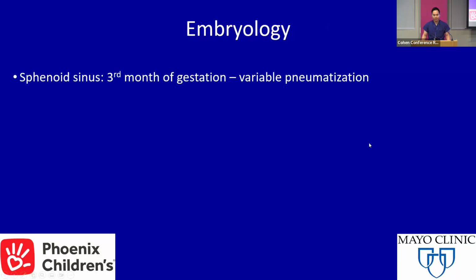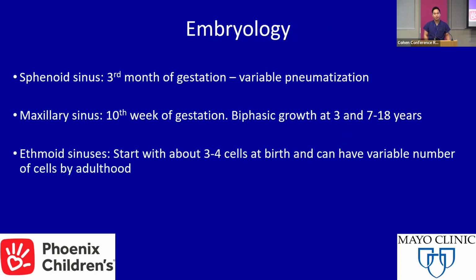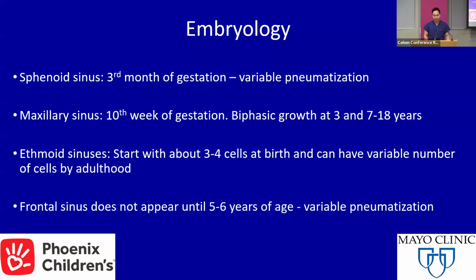And sinuses develop sort of in a linear fashion. I'd say the sphenoid sinus develops at the 3rd month of gestation, but they're very small. And in some newborns you'll see no sphenoid at all. And the maxillary sinus develops at about the 10th week of gestation, and they have a sort of biphasic growth. And ethmoid sinuses, usually kids are born with 3 to 4 cells, and then as we grow, we start to see more cells. The frontal sinuses are the last to develop. We start to see them at 5, 6, and they can have variable pneumatization.